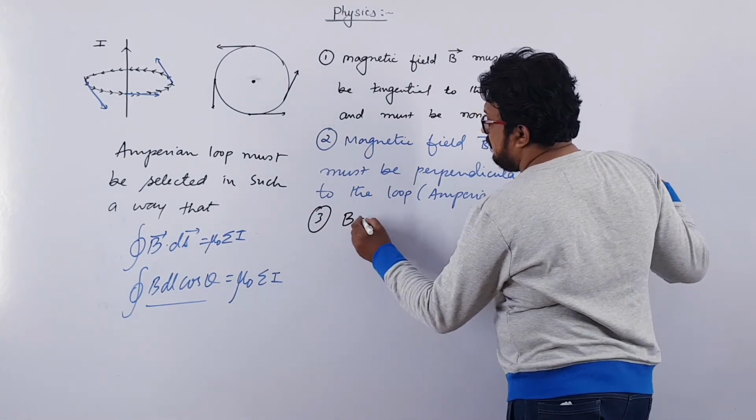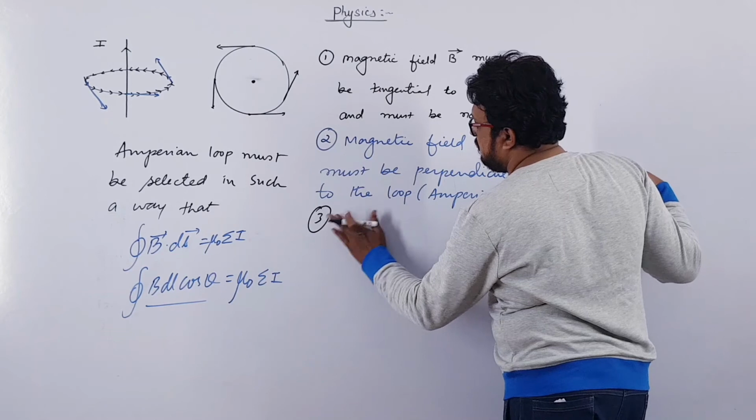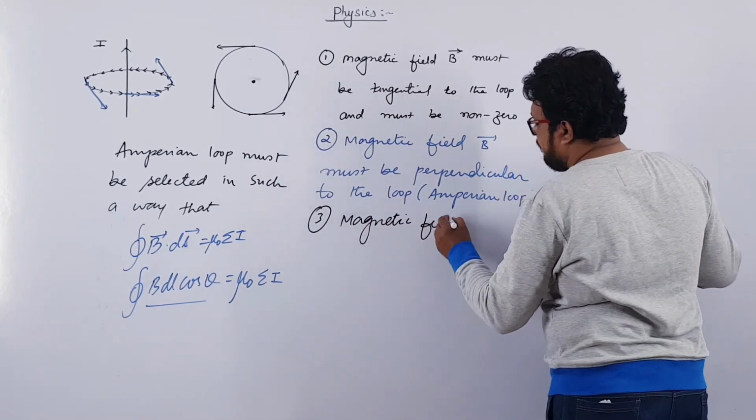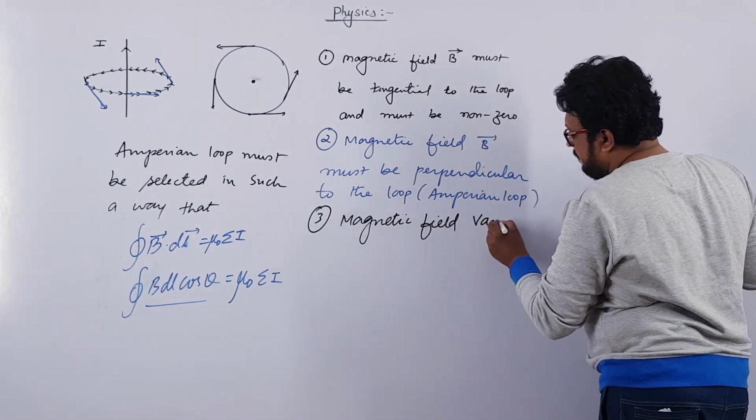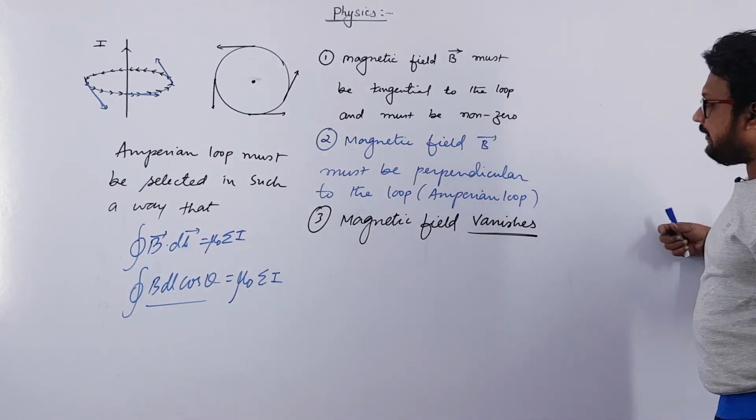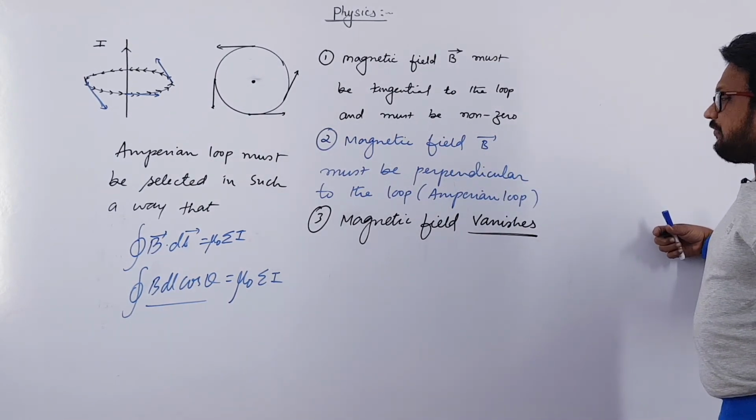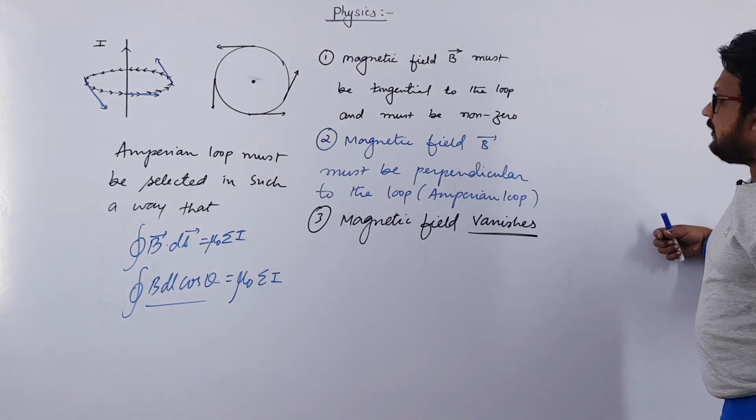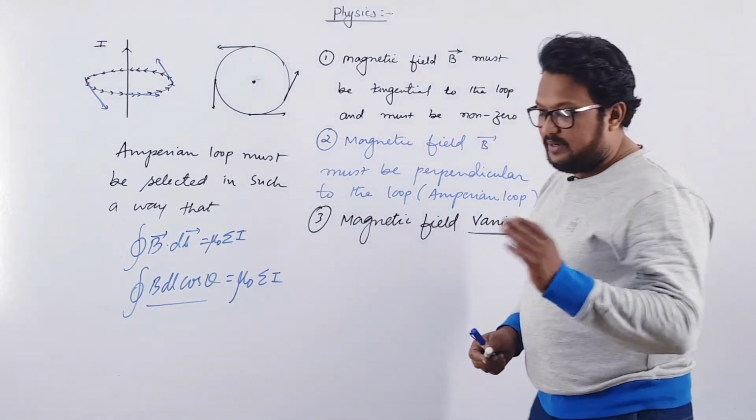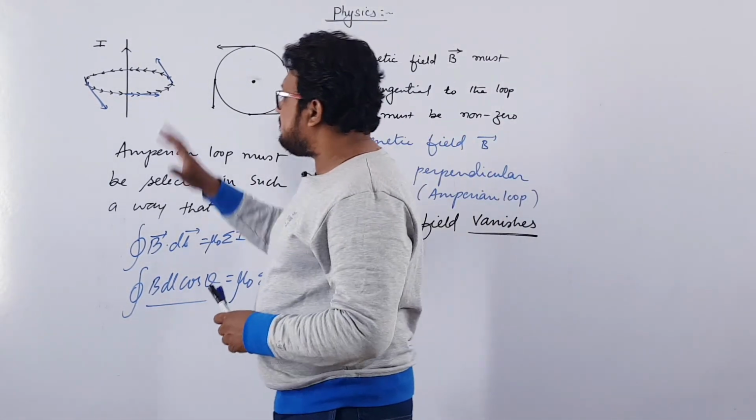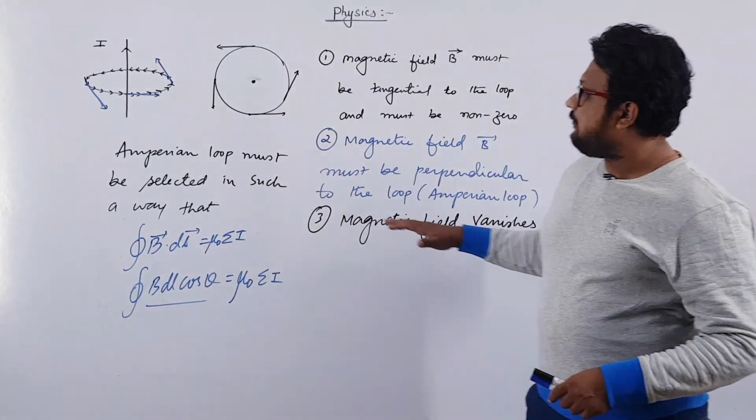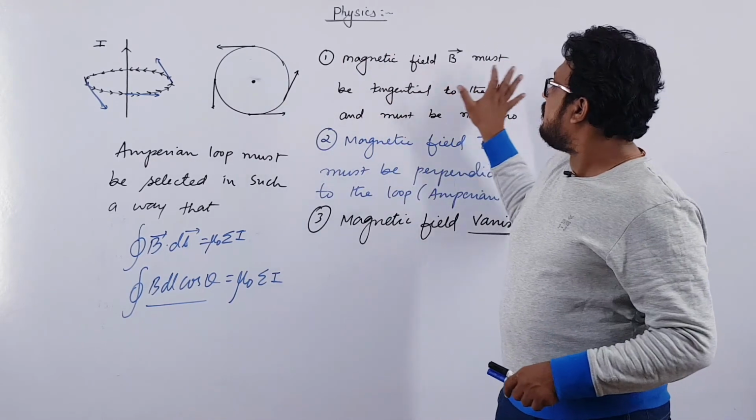B, that is the magnetic field, vanishes, that is, it quickly becomes 0 and completely disappears. The magnetic field should completely disappear suddenly, right? So the magnetic field must vanish. So these are the 3 points we should keep in mind while selecting an Amperian circuital loop. Remember, in most of the cases this thing we are going to select, so no need to worry about the remaining 2 points, right? In our chapter the concepts are related to this only.